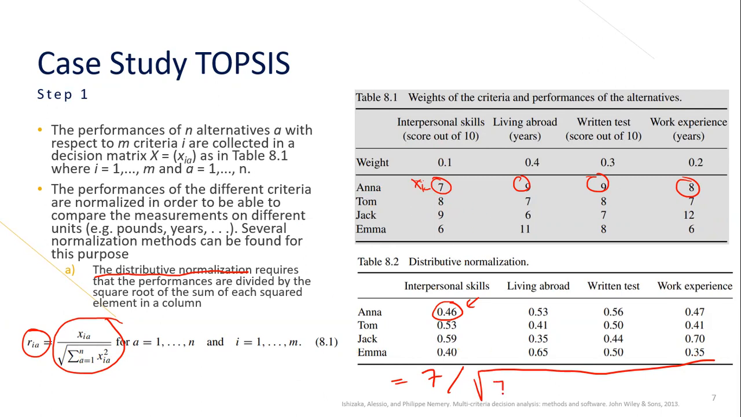So 7 square plus 9 square, 9 to the power of 2, plus 9 square plus 8 square. So basically this plus this plus this plus this: 7 square, 9 square, 9 square, 8 square. Square root of those squares. So you will have this value.